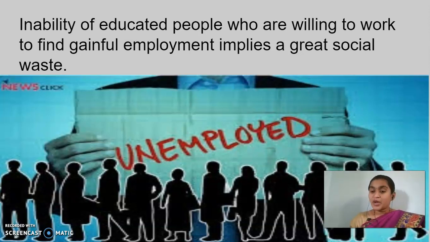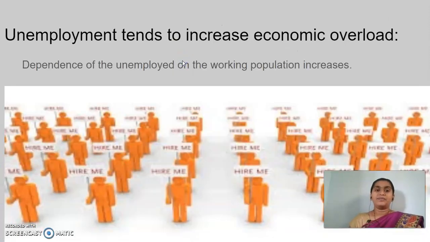Okay, because we are not using the productive people or assets. So that is just wasting. We are wasting the educated people who are willing to work, who are the productive workers. Okay, yes.